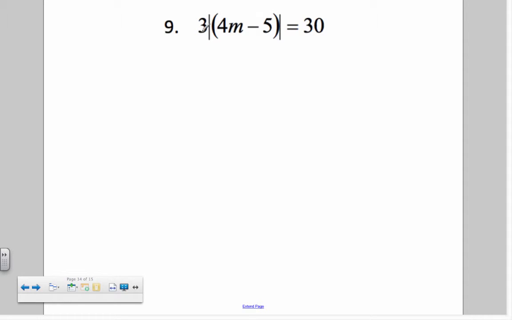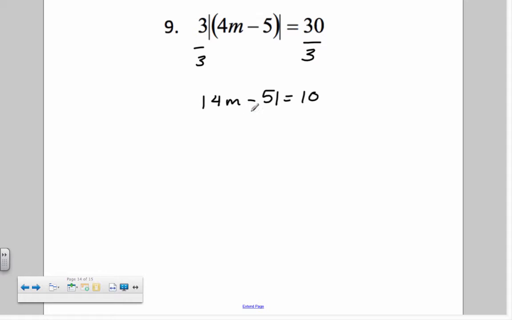So the very first thing I'm going to do is undo the multiplication of 3 by dividing by 3 on both sides. 3 over 3 is 1, so they cancel each other out. And over here, 30 divided by 3 is 10. So I am left with the absolute value of 4m minus 5 is equal to 10. So now I have my absolute value symbols alone.